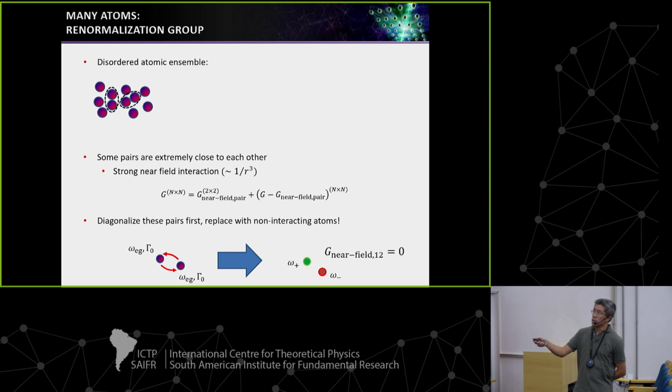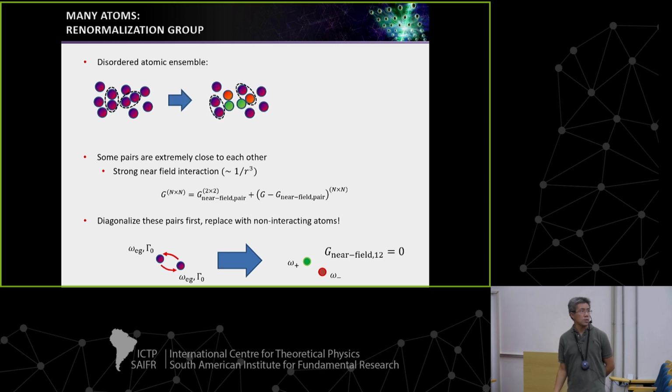And the point is that the splitting, the difference between these two resonance frequencies, scales like 1 over r cubed. But when you have a disordered medium, r itself is a random variable. So this omega plus and omega minus take on a non-trivial distribution over values.